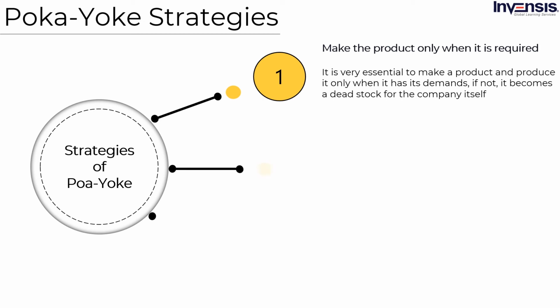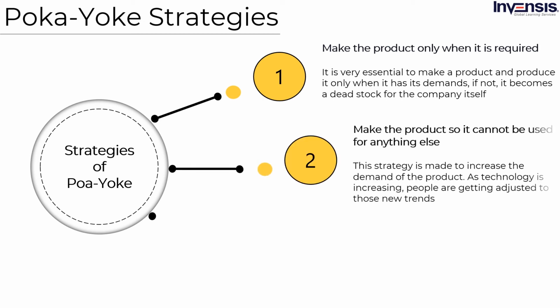The next strategy is: make the product so it can be used for more than one thing. This strategy is made to increase the demand of the product. As technology is increasing, people are getting adjusted to those new trends. Now people are smarter, they can use the same products in 2 ways and make their work easier. For example, a USB cable is used for charging and data sharing and transferring, etc.